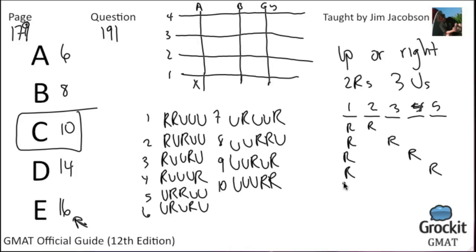So we did all the ones with right in the first position, then we start with right in the second position. So we start off with 2, 3, 2, 4, 4, 2, 5. You kind of get the idea.